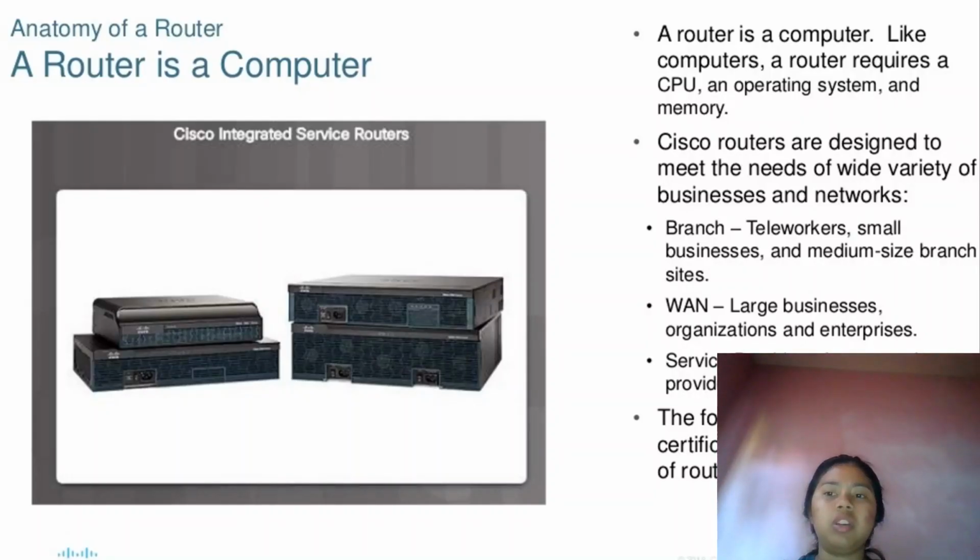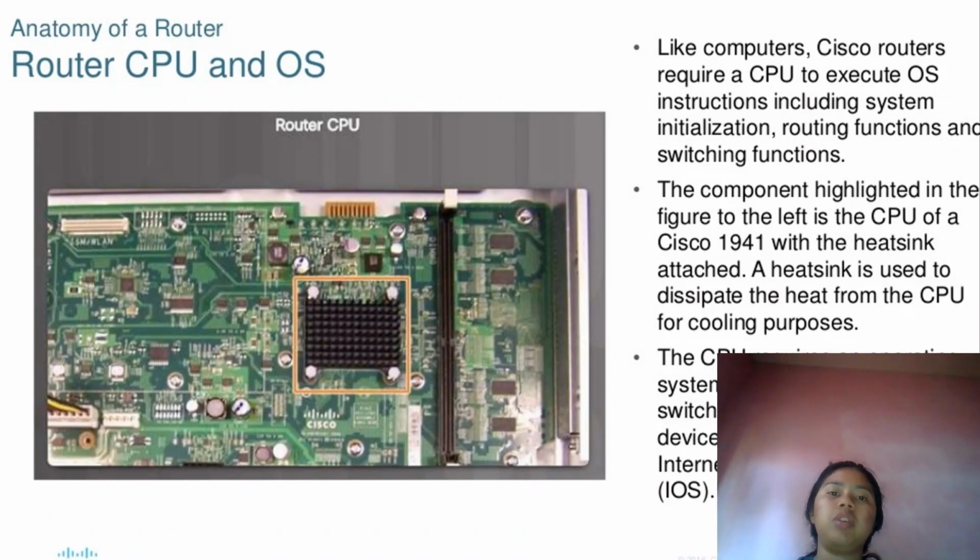Routers. A router is a computer. Like computers, a router requires a CPU, an operating system, and memory. Cisco routers are designed to meet the needs of a wide variety of businesses and networks. Branch, service provider. Router CPU and OS. Like computers, Cisco routers require a CPU to execute OS instructions, including system initialization, routing functions, and switching functions.